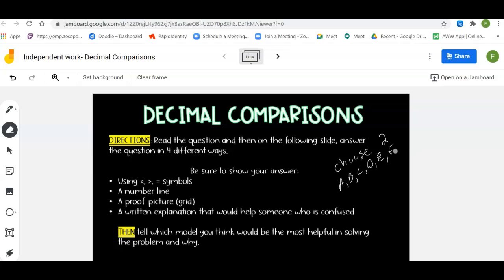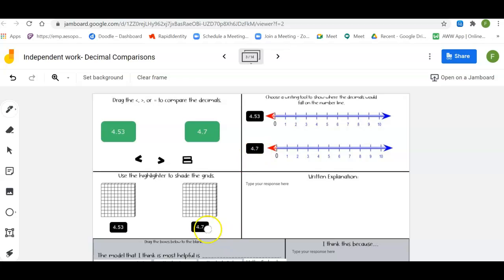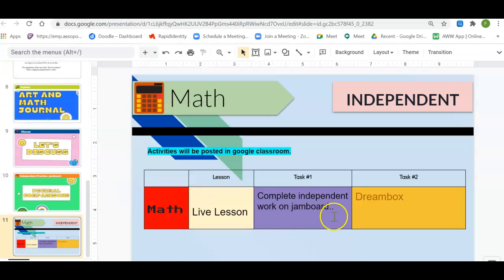And let me make this a little bit clearer for you. All right, so I think that's more manageable for you. So you choose 2 of those to do, and make sure you complete the entire slide when you're making the comparisons. That means the top 1, 2, 3, 4, and you got to do the bottom 2. Which one is the most helpful? And also, I think this because. So when you finish the Jamboard, make sure that you have at least your 5 lessons completed on Dreambox.